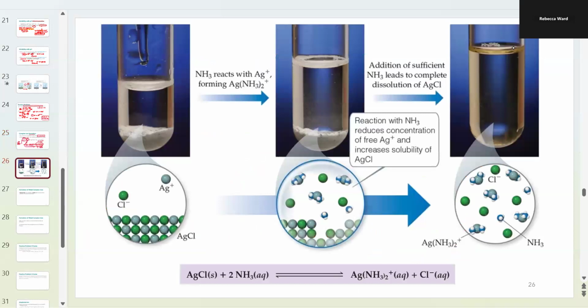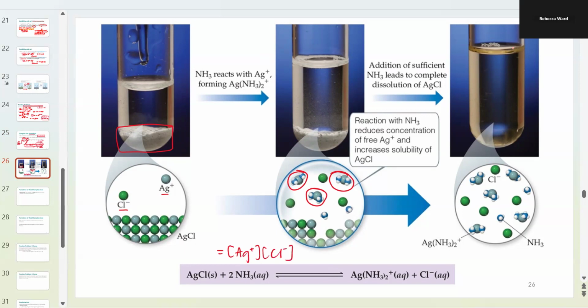We see that here. Here's our insoluble AgCl sitting at the bottom. It doesn't dissolve very much, right? Our image here shows just a couple, one Ag plus and one chloride ion in there. We put in ammonia, and all of a sudden we start making these complexes, which means we aren't meeting our requirement for the silver chloride KSP.